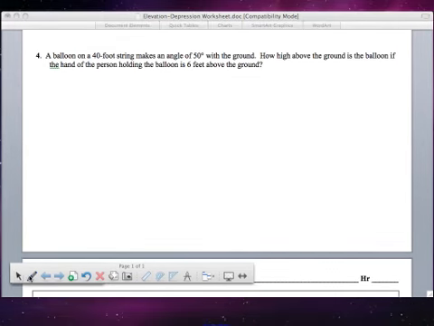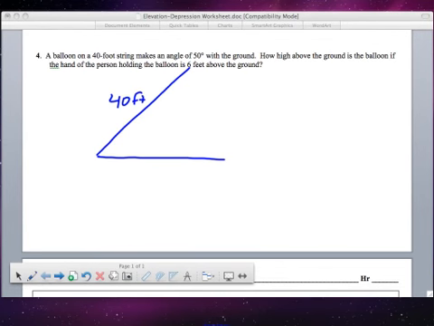Oh, I take that back. How high above the ground is the balloon if the hand of the person holding the balloon is 6 feet above the ground? So that adds a whole other element. But long story short, what we're really looking at is this. Here's a person, right? They're holding a 40-foot string, and it makes a 50-degree angle with the ground. So if that's my ground and that's my balloon string, I know that this is 40 feet long. Let me erase that excess piece there. And they tell me that this angle here is 50 degrees. And so the question is, how high above the ground is the balloon? So in other words, I'm looking for this height right here.